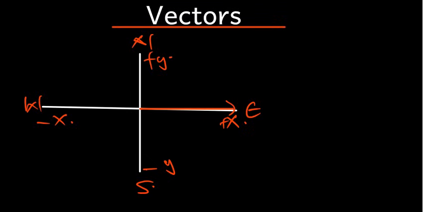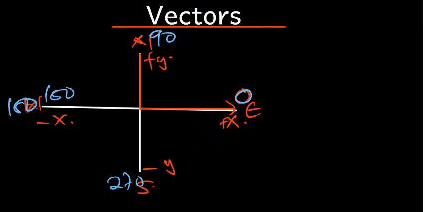So the angle is zero when the vector lies in the positive x direction. Then when a vector is going towards the positive y direction or north, the angle is 90. So here is zero, here is 90, here is 180, here is 270. So if a vector is going toward the negative x axis or west, the angle is 180. If the vector is going toward south or toward the negative y direction, the angle is 270. That one you have to know. Okay, very, very important.